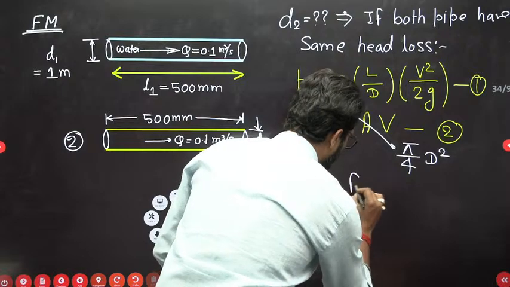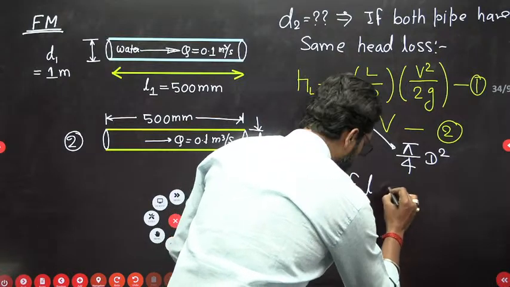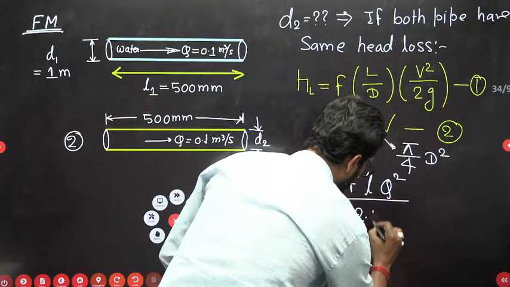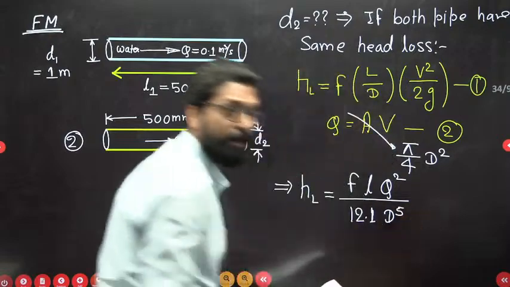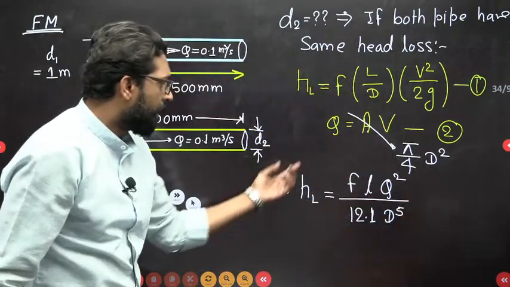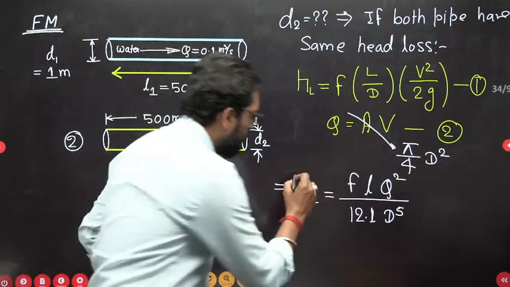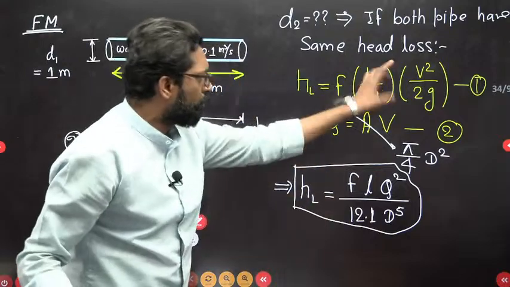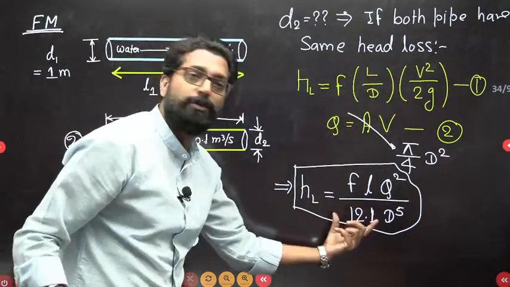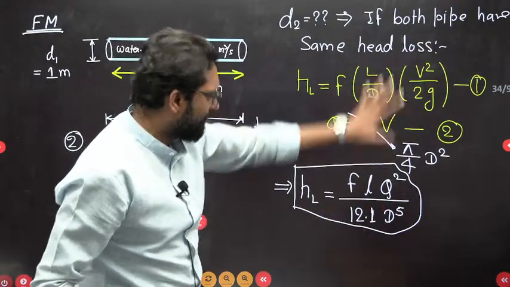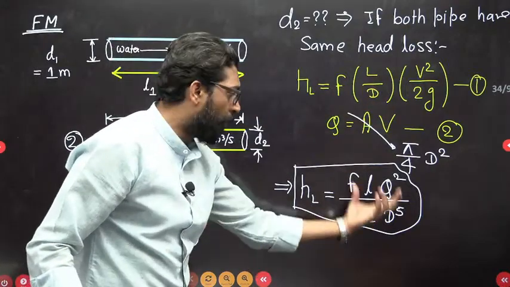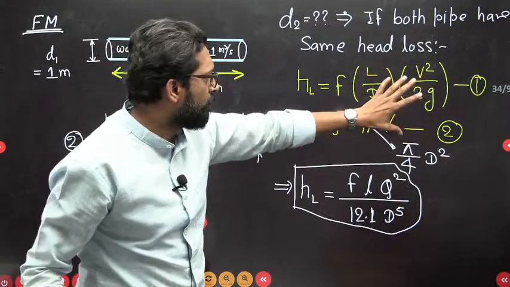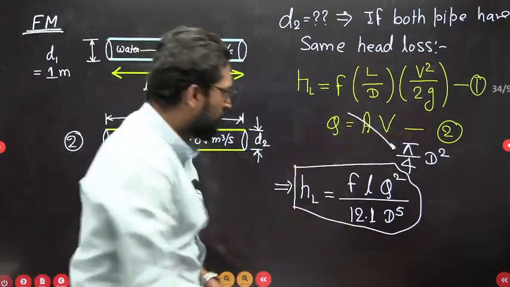friction factor f, L, Q square divided by 12.1 d power 5. Generally, when you study in class, this relation you also have to remember. Why? Because in the examination there is very little time, so don't bother about these two relations, directly use this one. So remember this equation to save time; you have to skip that stage. So you have this one.